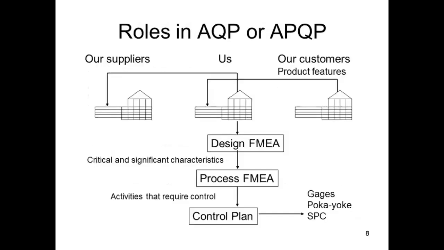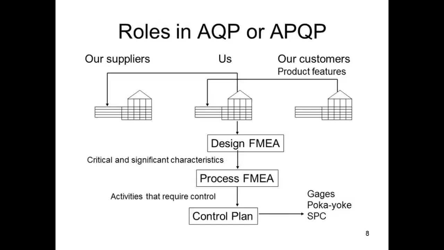Roles in AQP or APQP, the item on the top is quality function deployment, also known as the House of Quality, where we communicate our requirements to our suppliers, our customers communicate their requirements to us, and we determine how to fill those requirements. The quality function deployment provides inputs to the design FMEA.